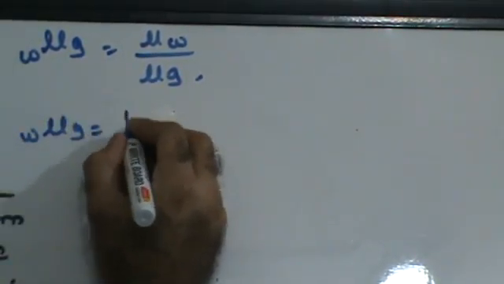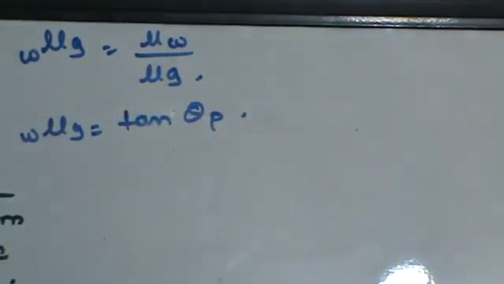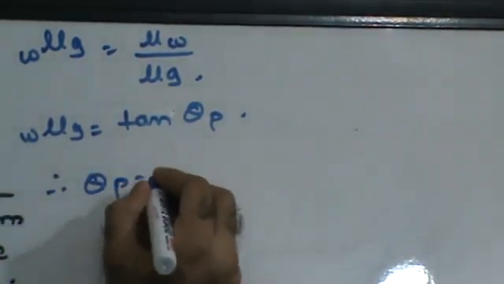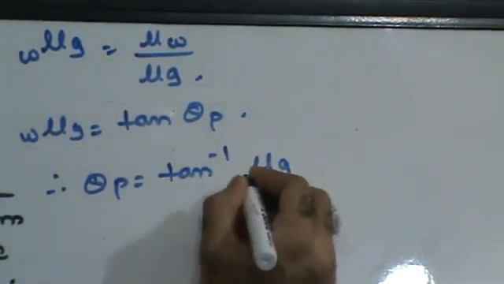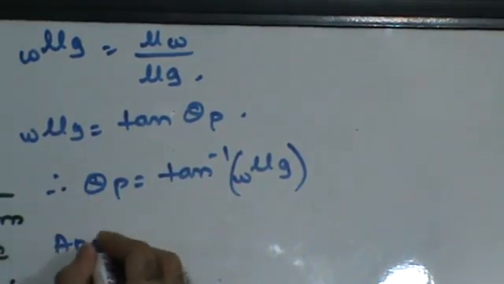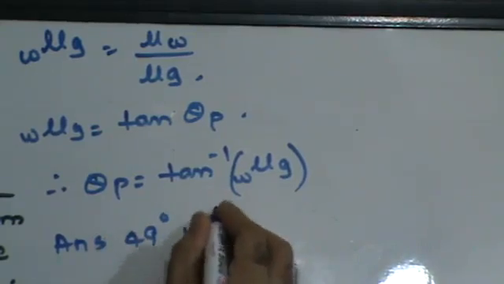So my refractive index of glass with respect to water will also be equal to tan of the polarizing angle, because they've asked you to find the polarizing angle. Therefore, the polarizing angle on the water glass interface is tan inverse of whatever refractive index I get. The answer for this should be 49 degrees 15 minutes. Next, let's see the next one, guys.